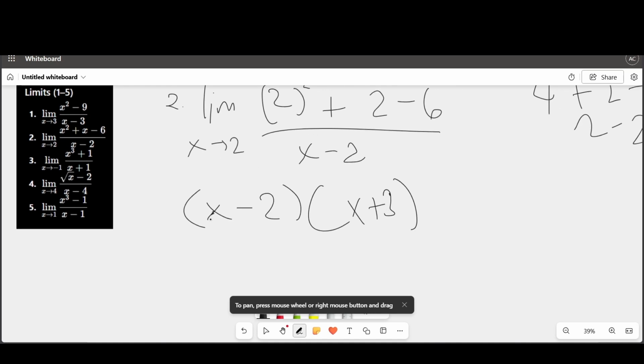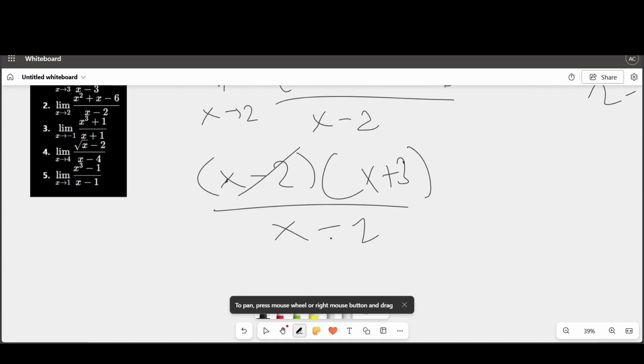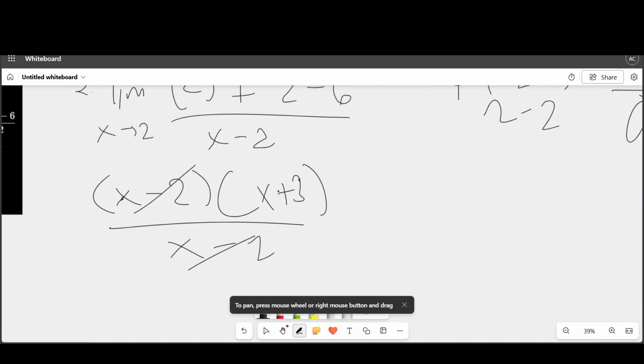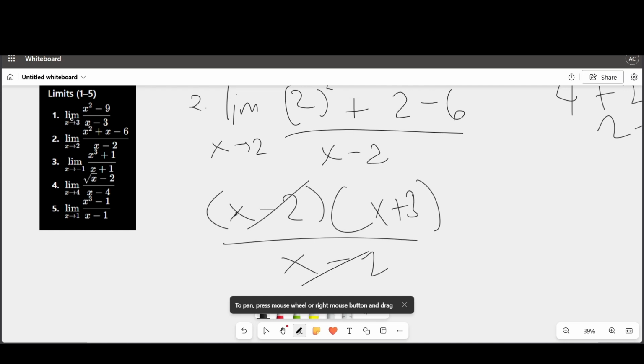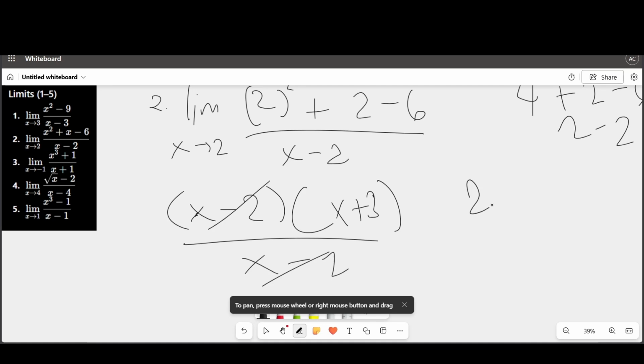So now we have x minus 2 again, and we have x plus 3 again. Now we just have to substitute the known value 2 for x. So 2 plus 3 is equal to 5. Then the limit of x as it approaches 2 is going to be 5.